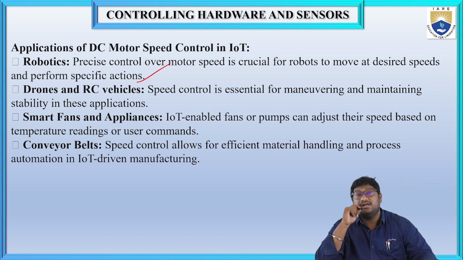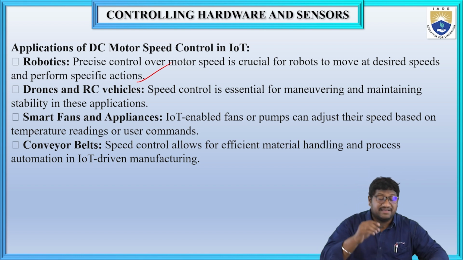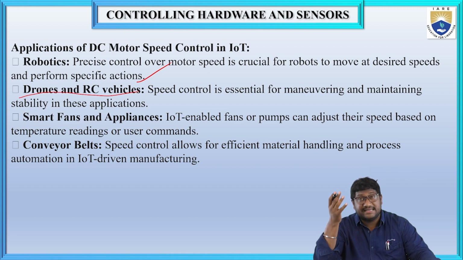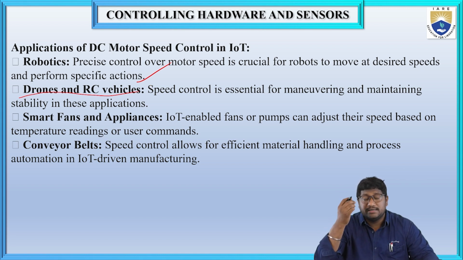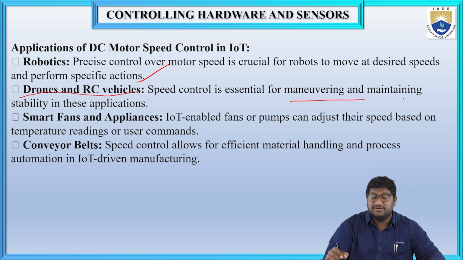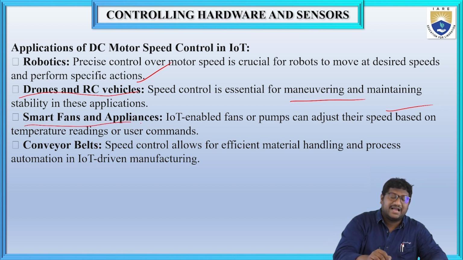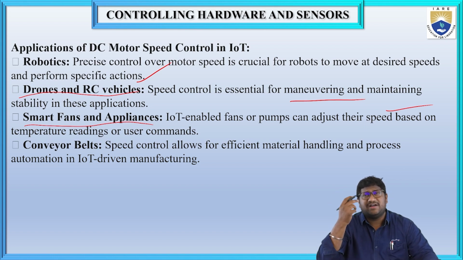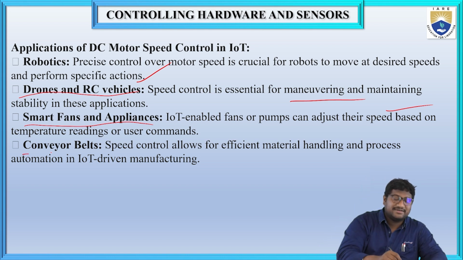And drones and RC vehicles. Speed control is very essential in these devices, such as drones or RC vehicles, at the time of maneuvering and maintaining stability. And coming to smart fans and appliances, which are used in our home automation, IoT enabled fans and IoT enabled pumps adjust their speed based on temperature readings or user commands. And the last one is conveyor belts.